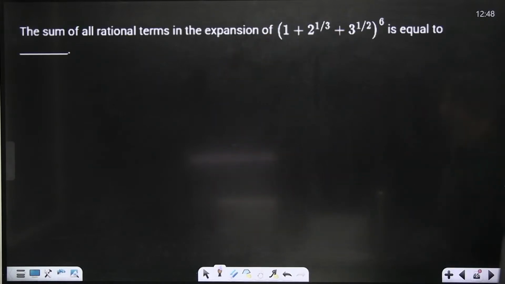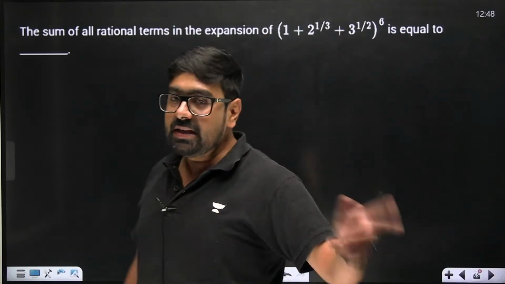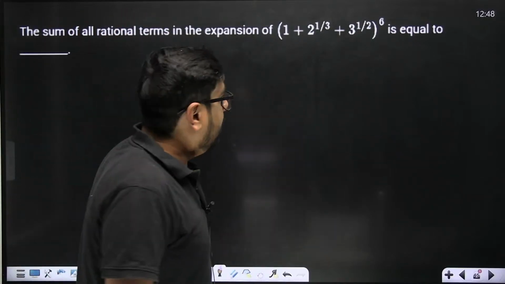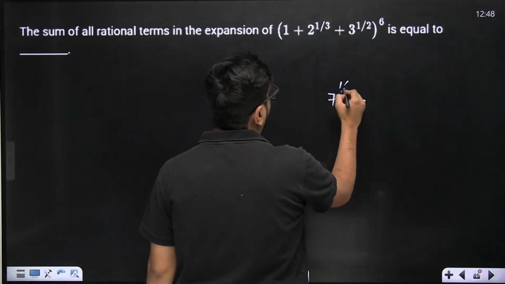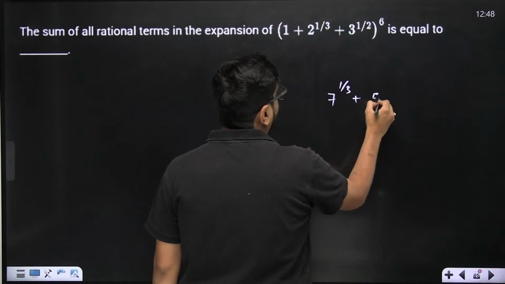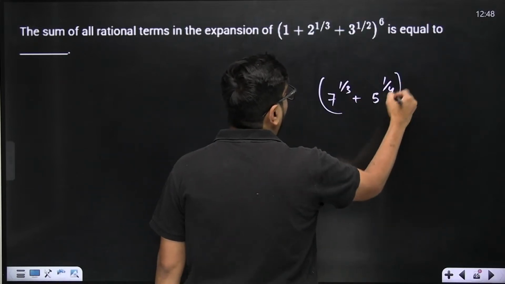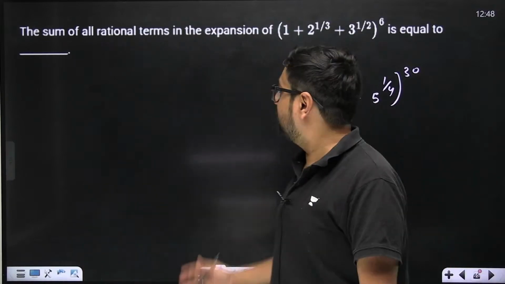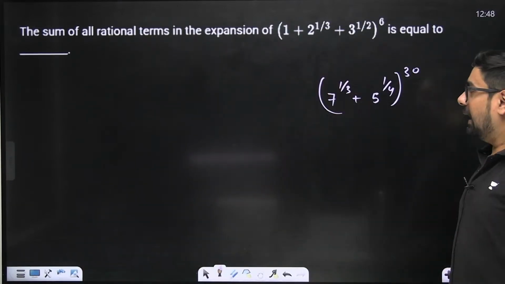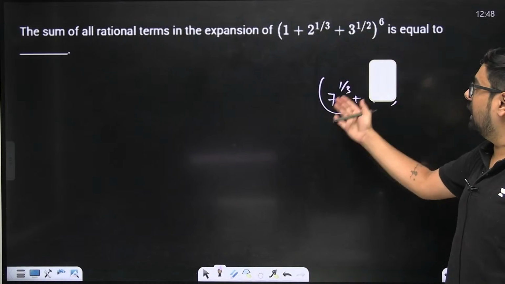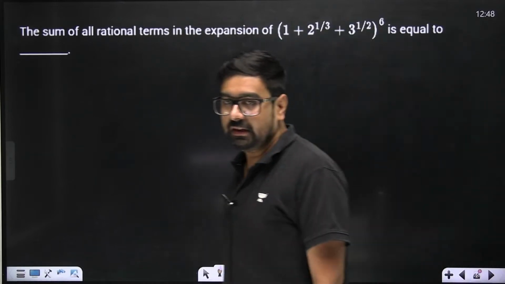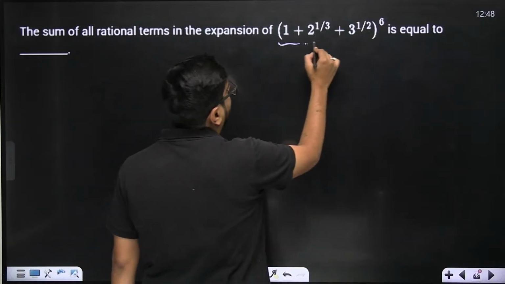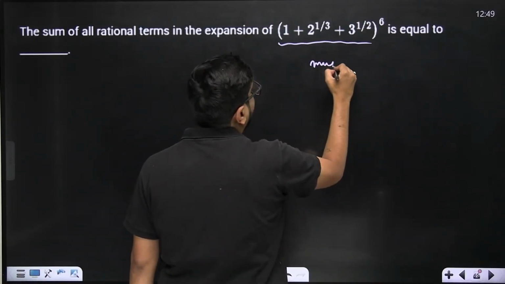Simply solved. But you have to be very quick. Many steps I've written which you don't have to write. Now this year generally they ask rational terms in questions like this: 7 to the power 1 by 3 plus 5 to the power 1 by 4, to the whole power 30 something they'll give you, and then they'll ask what is the number of rational terms in this, right? We'll have such questions also, but first I want to discuss this particular question, which is from the multinomial theorem. This question is from the multinomial theorem.